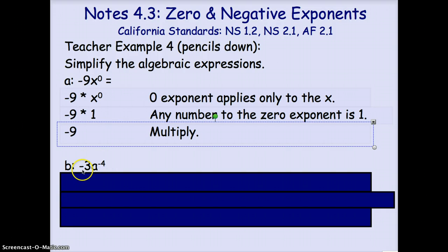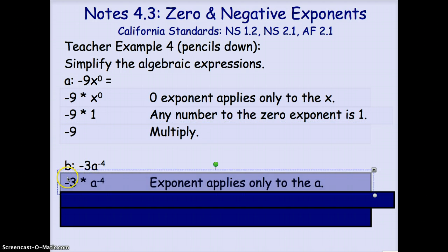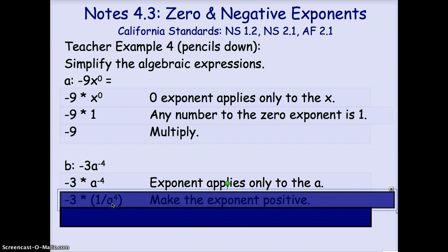Again, the negative 3 does not have an exponent, so I need to leave it alone. The a has an exponent, and I don't know what a is, so I can't figure out what a to the 4th is. However, I can take care of this a to a negative exponent, because as I know, anytime I see a negative exponent, I need to turn it into a fraction. So I'm going to rewrite this, instead of a to the negative 4th, I'm going to rewrite it as 1 over a to the 4th.